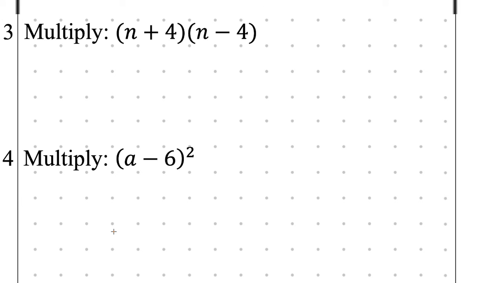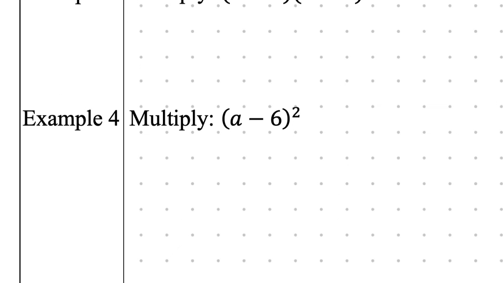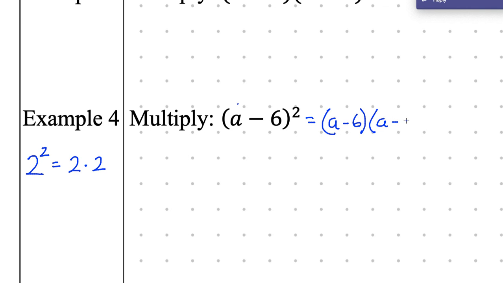Whenever I have anything squared, I have 2 of those things. So off to the side here, underneath example 4, please write down the following notes. If I have something that says like 2 squared, what I really have is 2 times 2. Which means if I have the quantity of a minus 6 squared, I really am saying what is a minus 6 times the quantity of a minus 6.